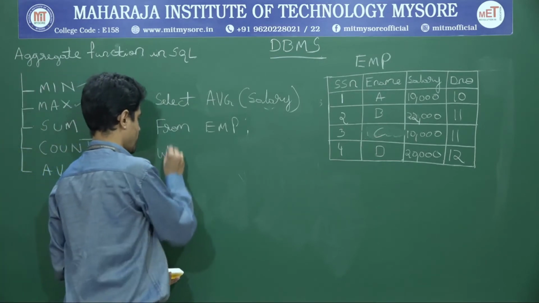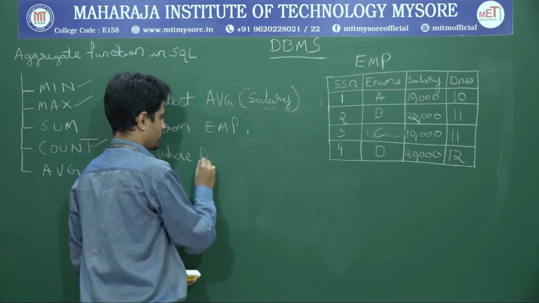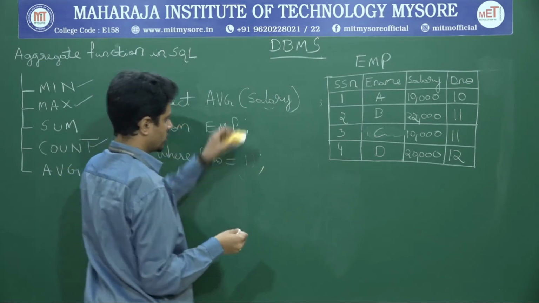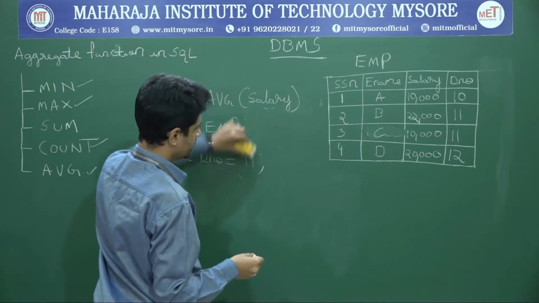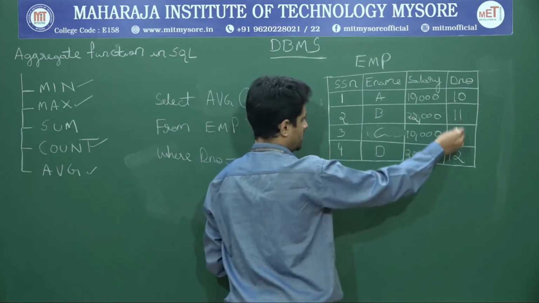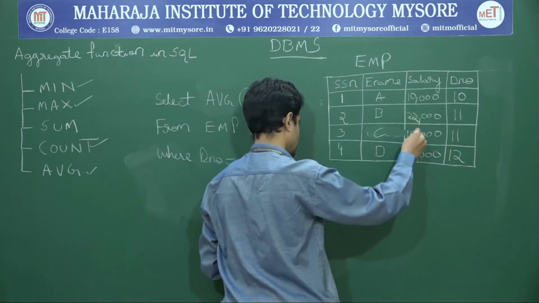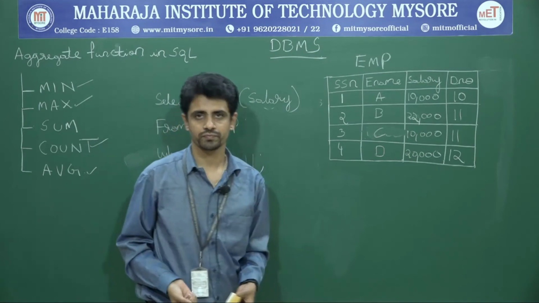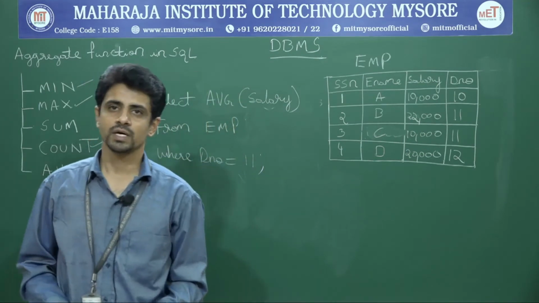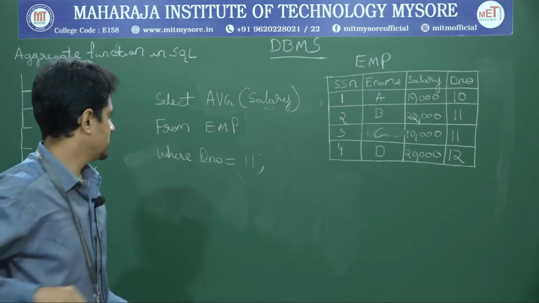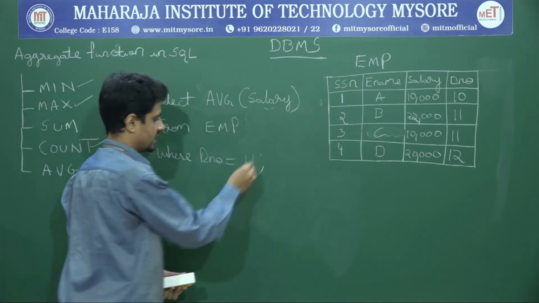So where dnum equal to 11. So automatically the query changes. Now what happens? First the where clause executes. How many rows with 11? 2 rows. 22 plus 10 will be added and divided by 2. Okay, so that is 32. 16 will be the answer I will get for average salary.